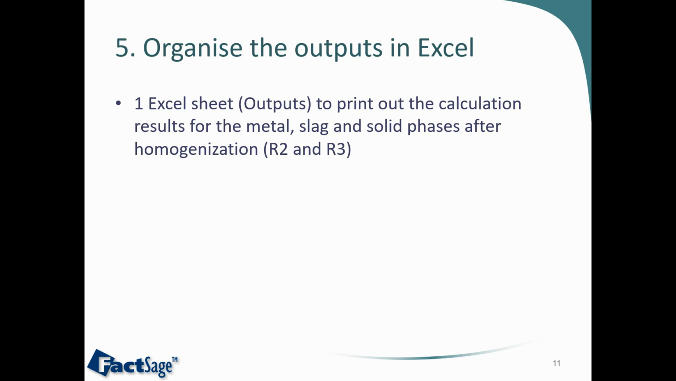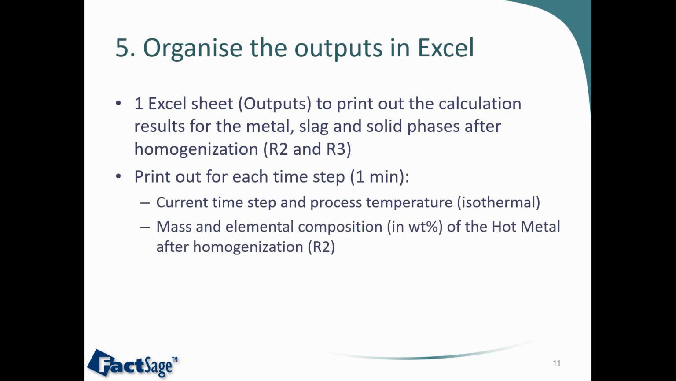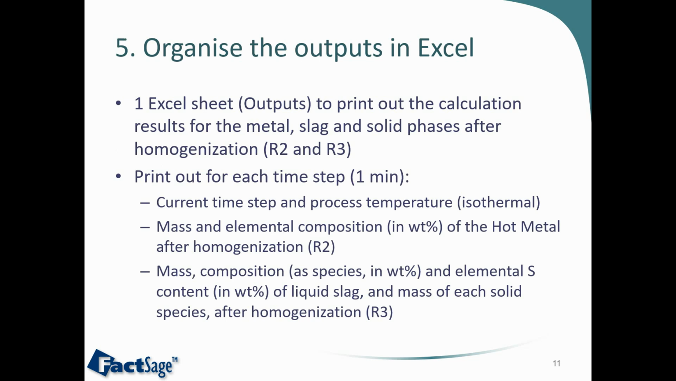At each time step, we want to have the current time step and the process temperature, which is here isothermal, so it should be the same value all the time. And then the mass and the elemental composition in weight percent of the hot metal after homogenization, so R2. And then we want the mass composition as species in weight percent, and also the elemental sulfur content of the liquid slag, and then as well the mass of each solid phases species after homogenization from R3.